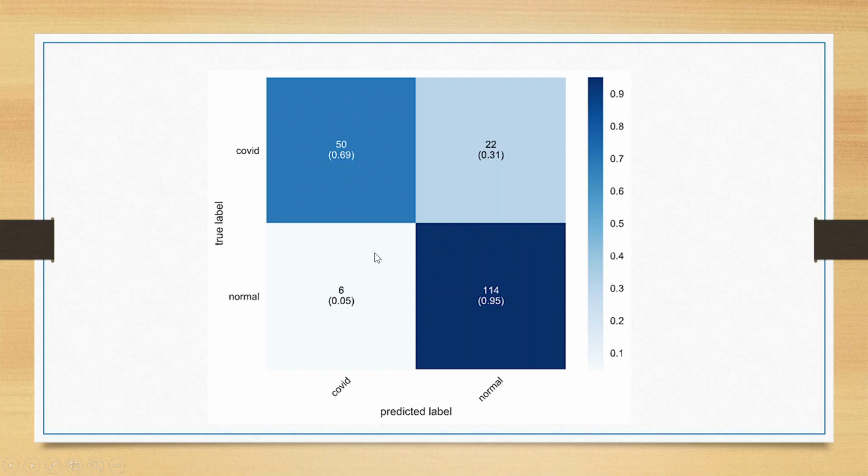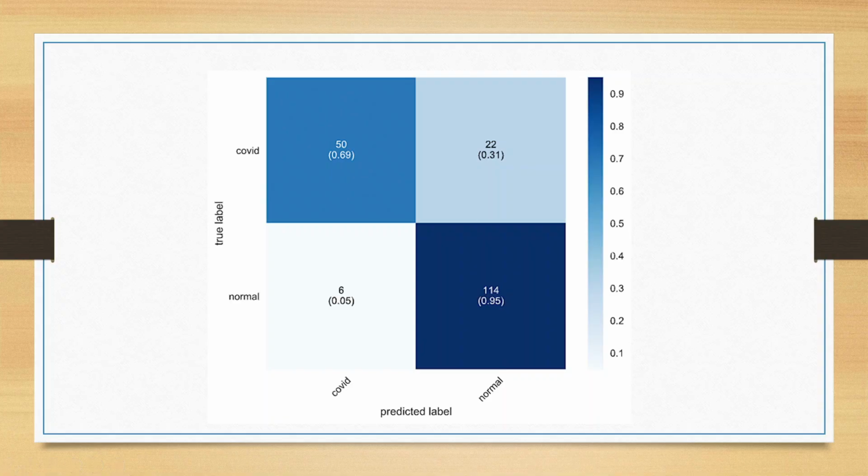Let us try to understand this confusion matrix with a very simple example. A person is having COVID or a person is normal. We are using a kit to detect it. So a person was having COVID and the kit detected that the person is having COVID. So 50 such cases are there in which the detection was successful. A person was normal and the kit detected that the person is normal. So 114 such cases are there.